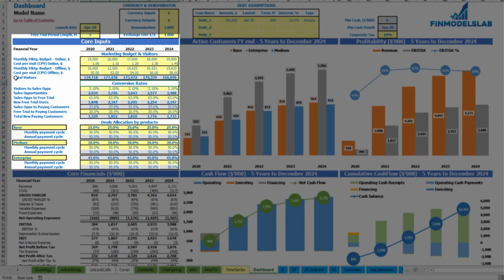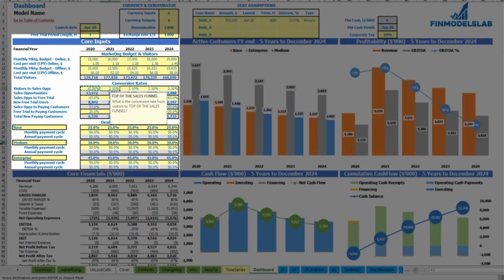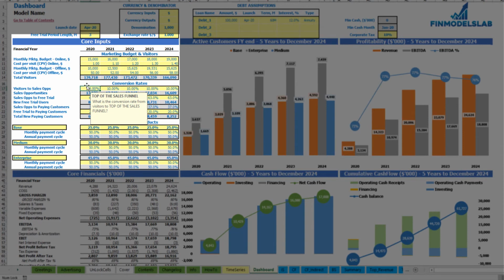The first step is to convert your total visitors to sales opportunities. You can do this using the visitors to sales opportunities conversion rate. Let's pretend this is 10%. You can change them across the years. I'll just set 10% across all the years. So 179,000 visitors will be converted to 13.9 thousand sales opportunities.